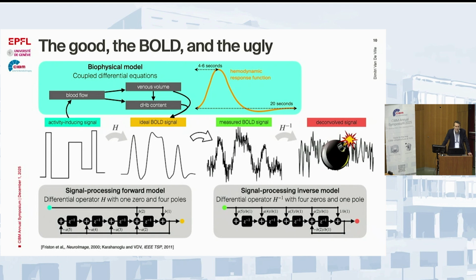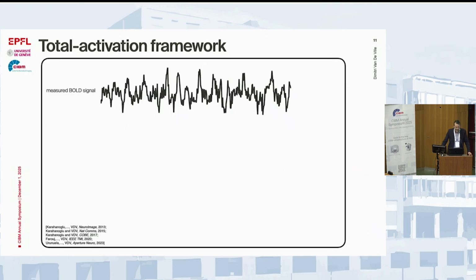In essence, the forward operator is like a huge low pass. So the inverse operator is a high pass and just blows up all the noise, and you don't get back in a safe way. So the solution to that is to regularize the problem, which corresponds to introducing more assumptions. And the assumption we came up with is the so-called total activation framework.